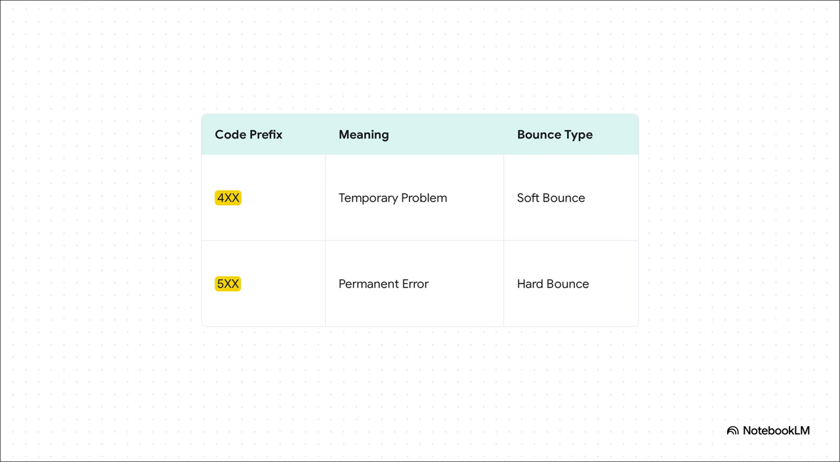So how can you be the detective yourself? Well, buried deep in all that technical jargon in the Mailer Daemon email are these things called SMTP codes. It's like a secret decoder ring. All you have to remember is this. If the code starts with a 4, like 4xx, it's a temporary problem. That's a soft bounce. If it starts with a 5, like 5xx, that's a permanent error. You've got a hard bounce.